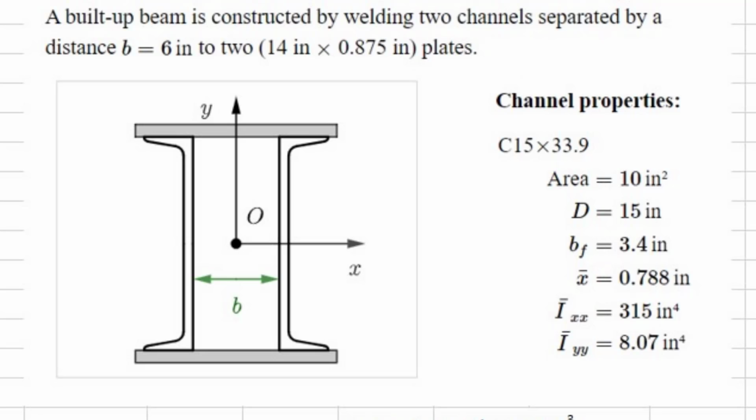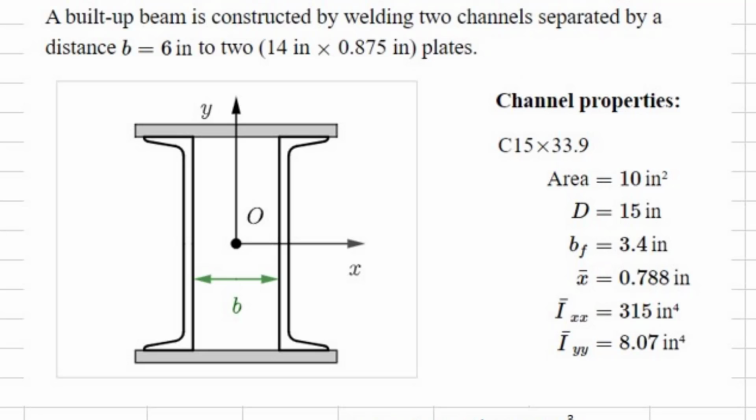In this example, we have a built-up beam constructed by welding two channels, which are C15 by 33.9, with two plates measuring 14 by 8.75 thickness on the top and bottom. They are separated by 6 inches. As a result, the centroid for the whole built-up beam is located in the center of this geometry, so it'll make it a little easier.